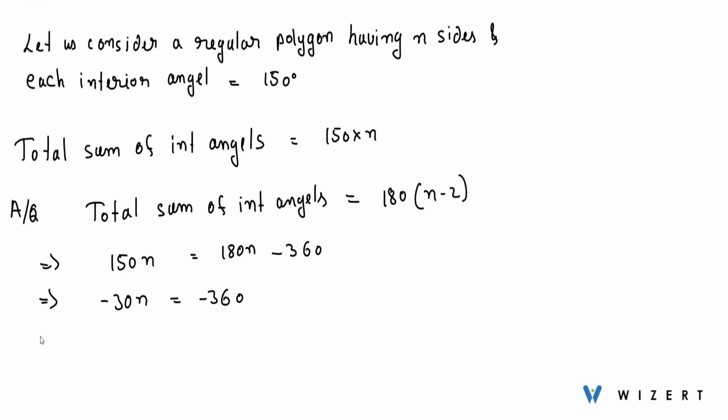So let's find out what's the value of n. So n will be equal to minus 360 upon minus 30. So minus and minus will cancel out each other, 0 and 0 will cancel out each other, and 36 when divided by 3 will produce 12. Therefore n equals 12, which is a positive integer.